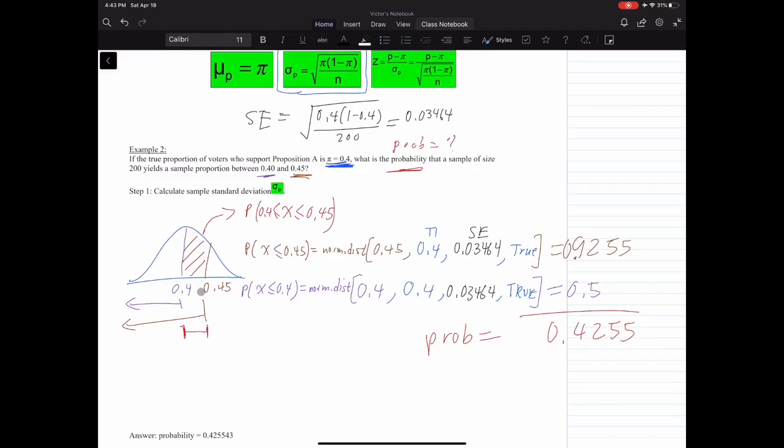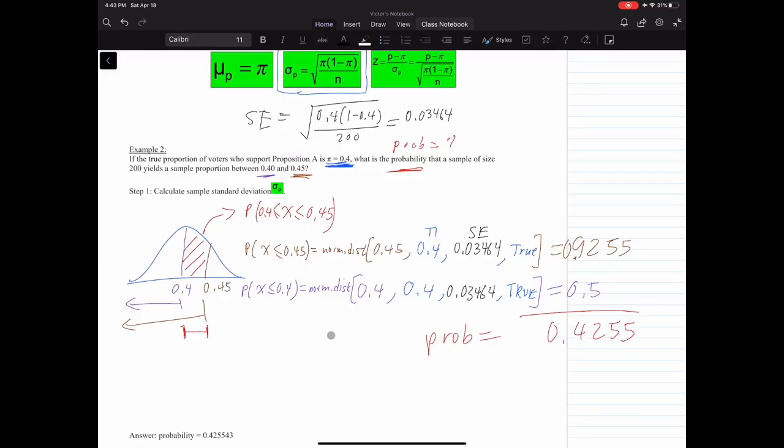To find the probability between two numbers, we first find the probability to the left of 0.45, and then we subtract from that the probability to the left of 0.4. Once we subtract these two numbers, that gives us the gap, and that gap is your probability between the two numbers. That's what we're going to do right now.